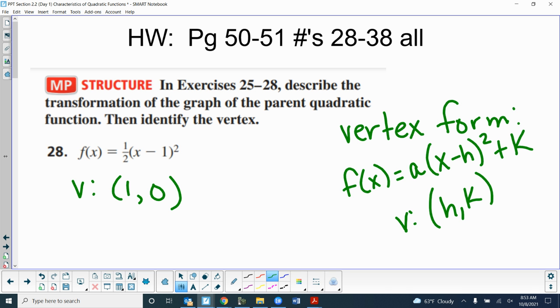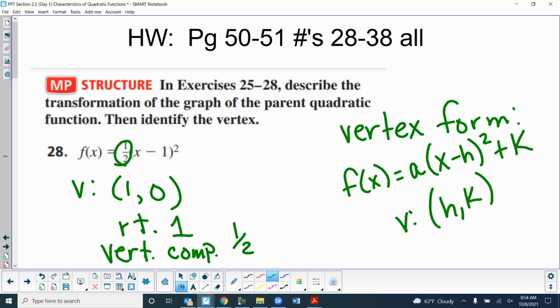And we're supposed to tell the transformation. Okay, so we moved it right, 1. You guys already told me that, right? And what's this 1/2 times the whole thing mean? Is that a vertical or horizontal? That's a vertical. Is that a compression or a stretch? Compression. By 1/2. Okay? Remember, it's vertical, it's whatever they tell us. When it's horizontal, it's the reciprocal. Okay?